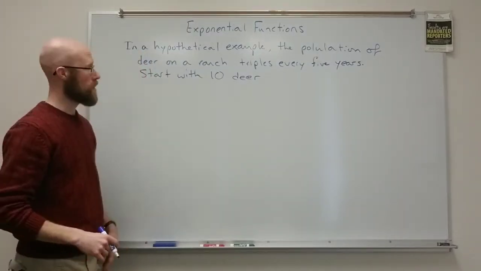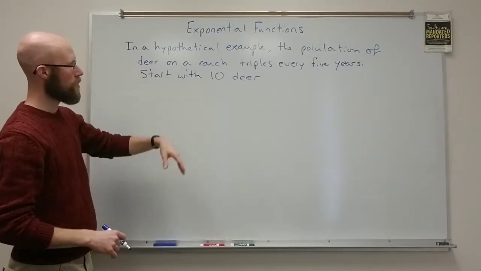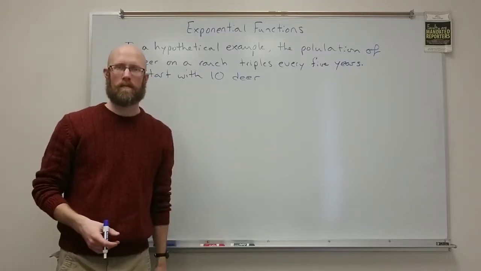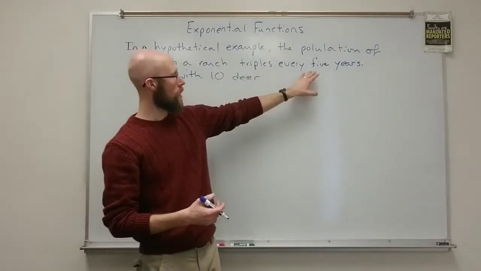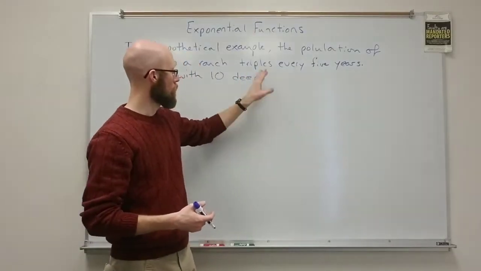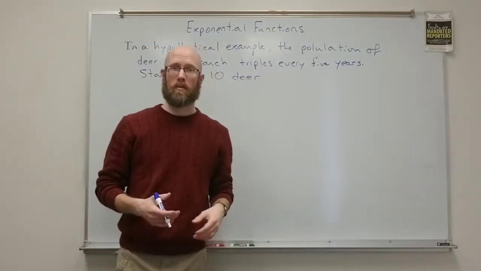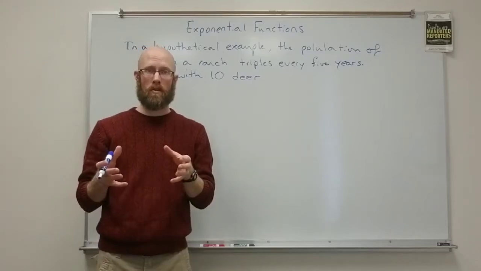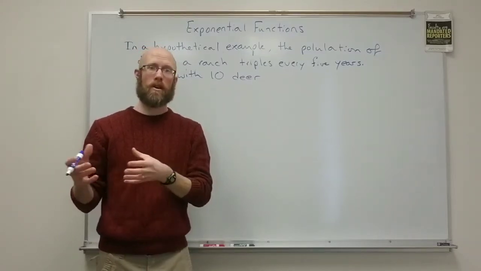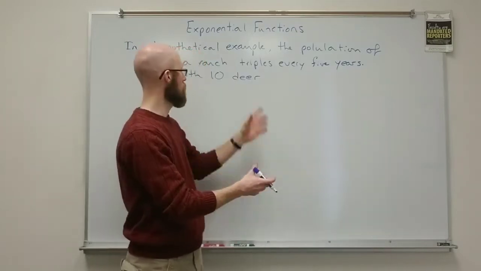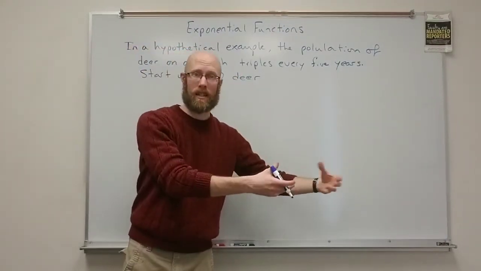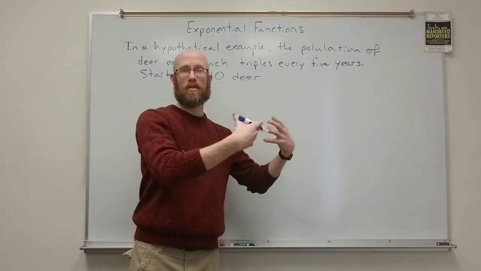Let's say you start with 10 deer and you count the number of deer over time. And over a 5-year period, the number of deer triples. So in other words, year 0, you put 10 deer into the ranch. 5 years later, you've got 30 deer. 5 years later, that'd be tripling, you get 90 deer. 5 years later, you get 270 deer, and so forth.